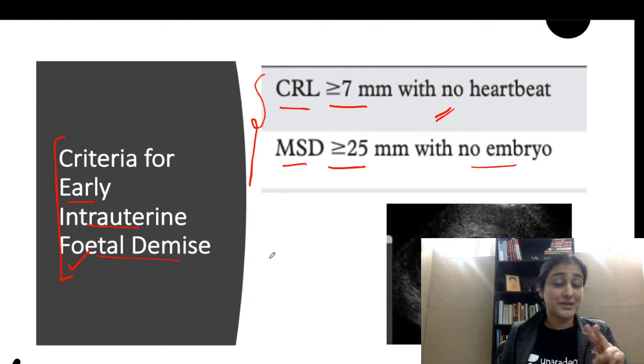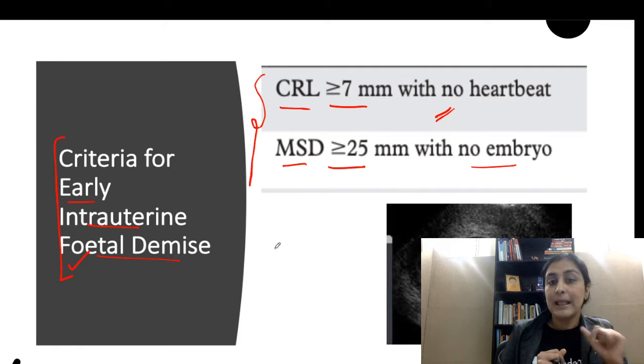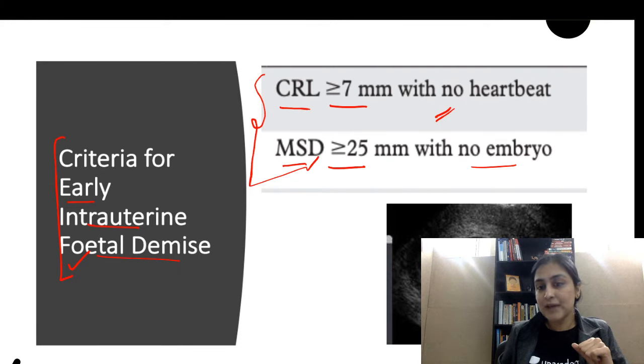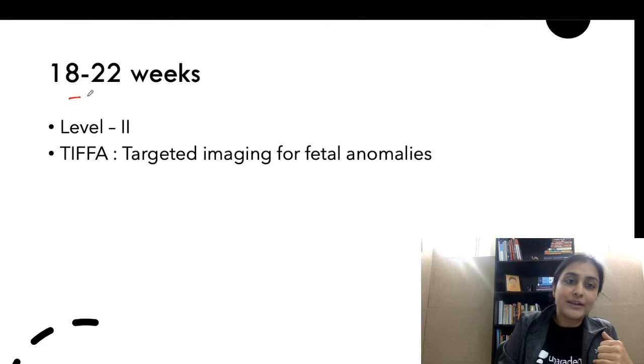Alright, so these two measurements, please remember: CRL 7 mm, but still heart has not appeared. MSD more than 25, still no embryo. This is a lot of times referred to as blighted ovum. This scenario where you have the sac but no embryo, a lot of gynecologists call blighted ovum, and where the CRL has become big but no heartbeat, they also call it missed abortion. So this is your early intrauterine fetal demise. Okay, going to the next one, which is from 18 to 22 weeks.